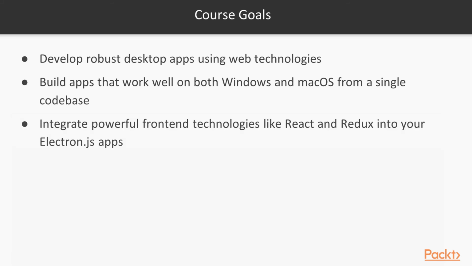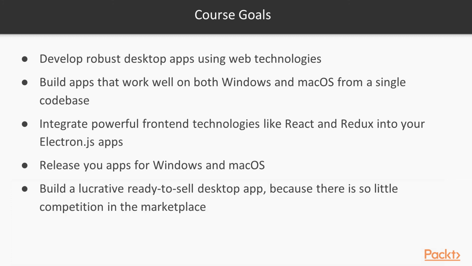Then we will learn how to integrate powerful front-end technologies like React and Redux into Electron.js applications. And this is super important to create advanced applications with Electron, because our front-end side of the application will be advanced and powerful, so the whole application will feel better and more native. Then our fourth goal is releasing these applications for Windows and Mac OS. And after that, our last goal for this course is to learn how to build a lucrative, something that brings a lot of money, that's the meaning of lucrative, ready-to-sell desktop application.